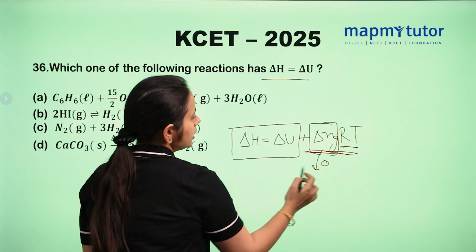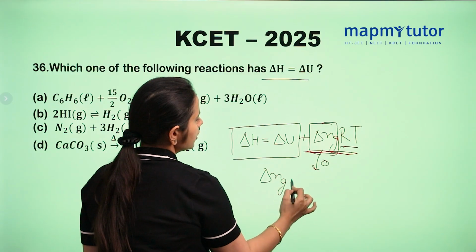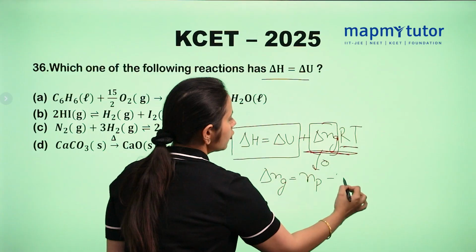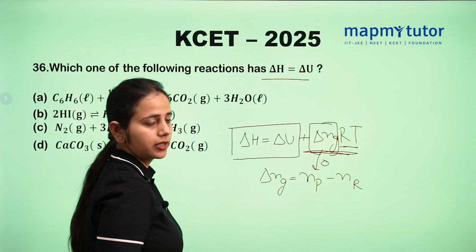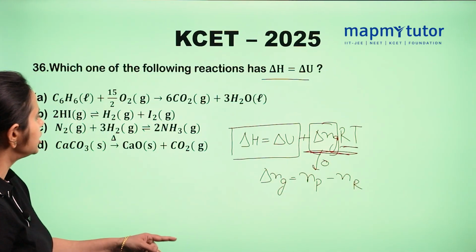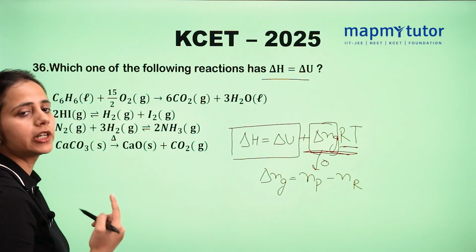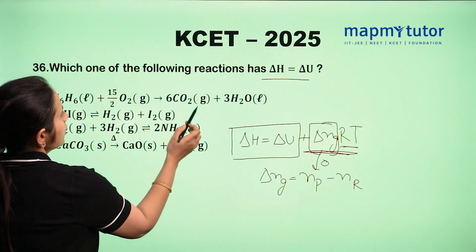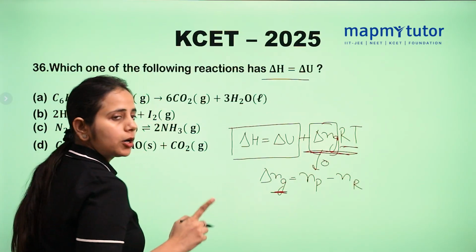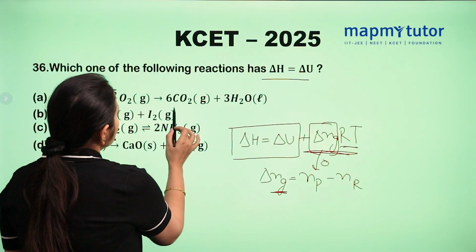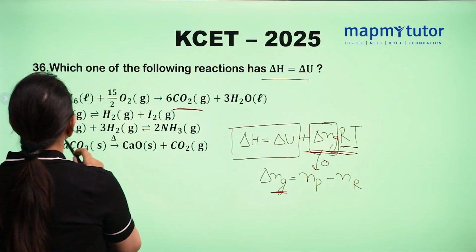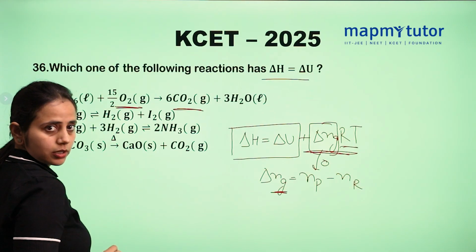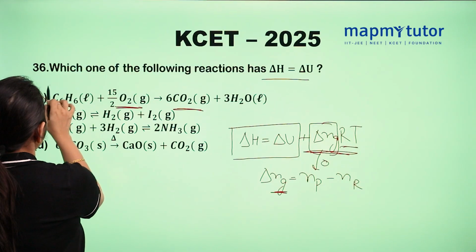What is this delta Ng? Delta Ng is the number of moles of gases on the product side minus the number of moles of gases on the reactant side. So you can calculate the delta Ng value in all these cases. Wherever it becomes 0, delta H is equal to delta U. Remember, we only count gases. Here the gases are 6 moles, and here it is 15 by 2. So they are not equal, and this can't be the answer.